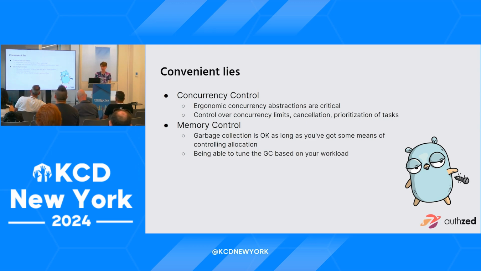The other super useful thing here is you should be able to tune your garbage collector based on the workload. In Go, there's really only one knob that you can tune for the garbage collector, but in languages like Java, there's many flags you can use to manipulate the garbage collector to work better for your workload.